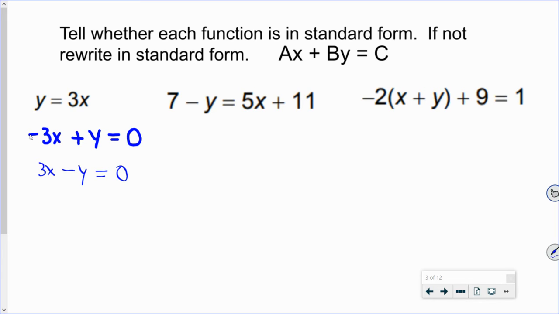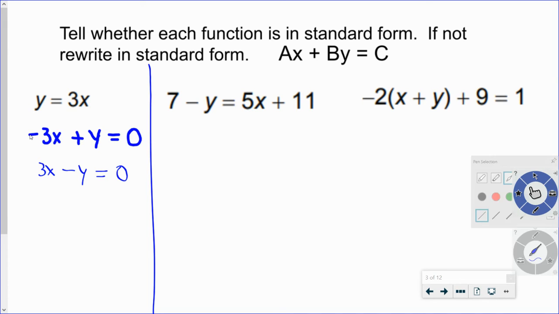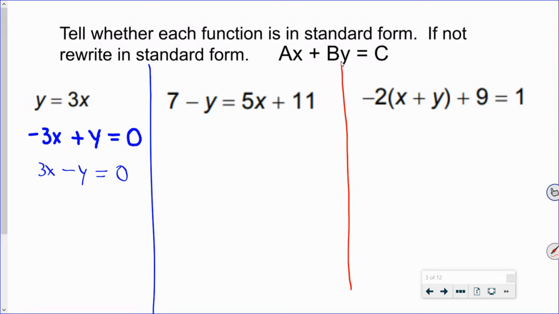Look at the next one. Write that down. 7 minus y equals 5x plus 11. So in this example, it is not in standard form, is it? So I need to move this 5x over here with y, so I'll subtract 5x. So here we go, minus 5x plus 7 minus y equals 11.